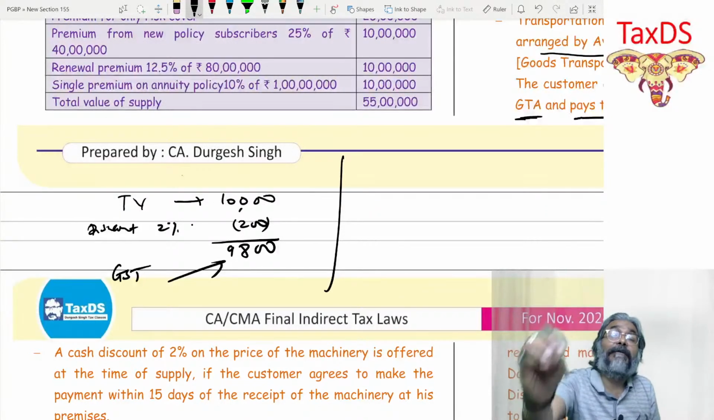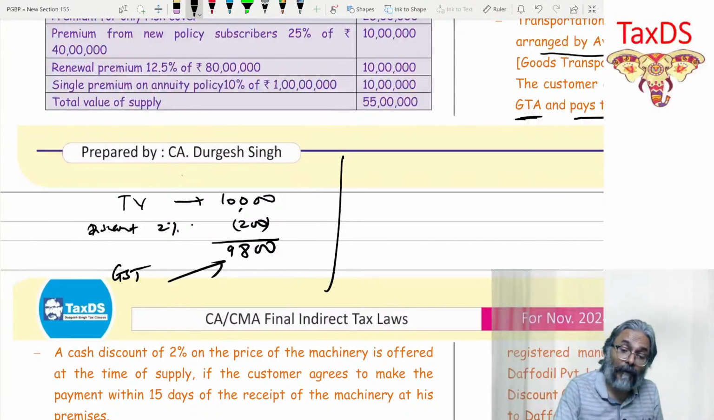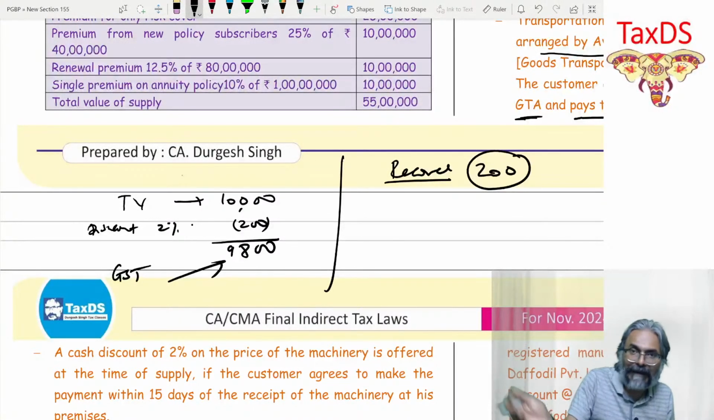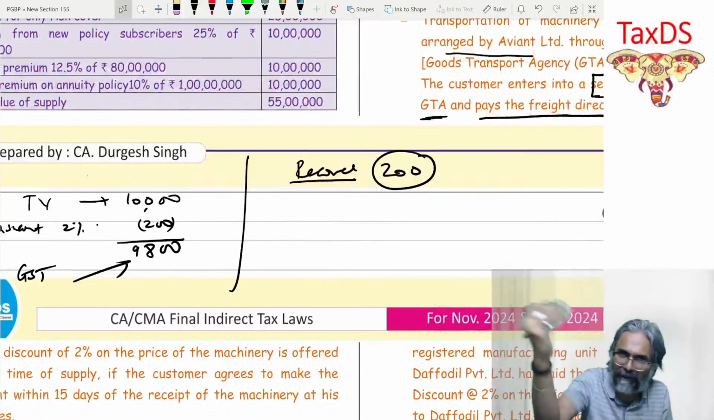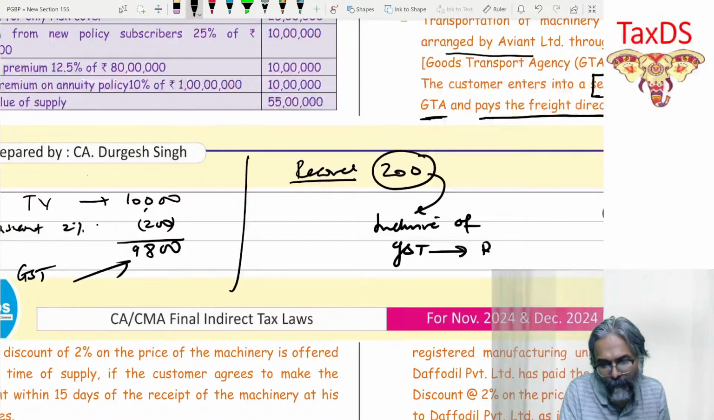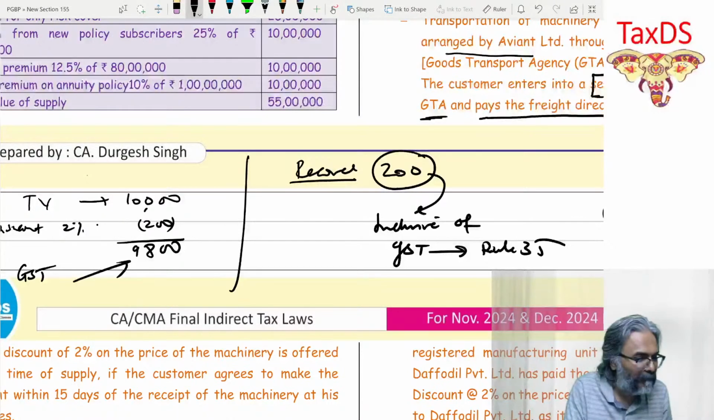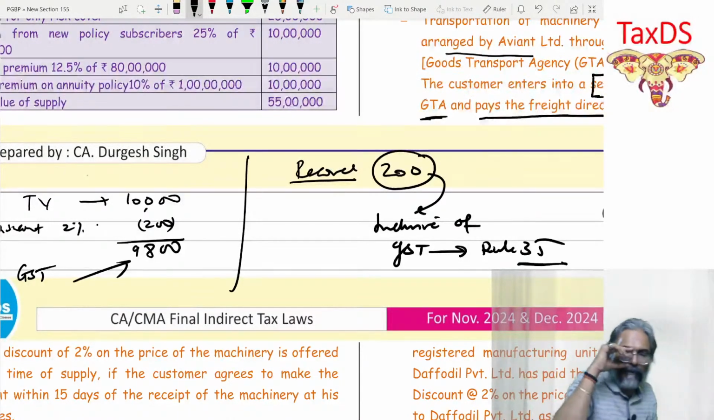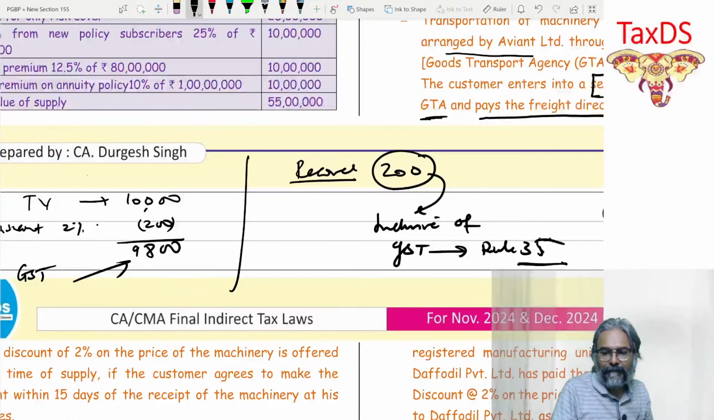Subsequently, I came to know that within those 15 days you have not paid. So what I'm going to do is recover that 200. Now this 200 recovery is exclusive of GST; no separate GST is recovered. So can I say therefore this is inclusive of GST? Inclusive of GST, and if it is inclusive of GST, apply rule number 35. Students, you now know how to take it further.